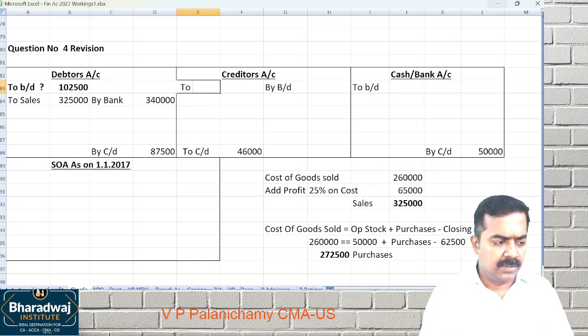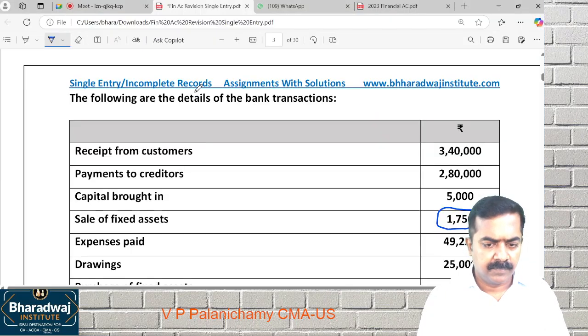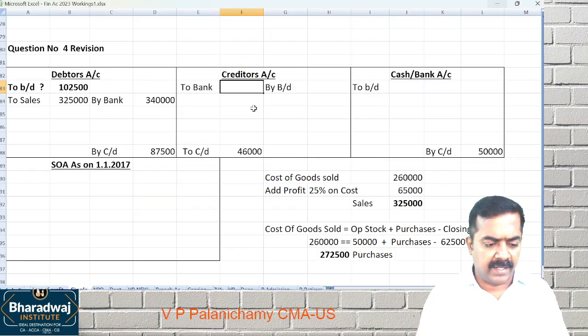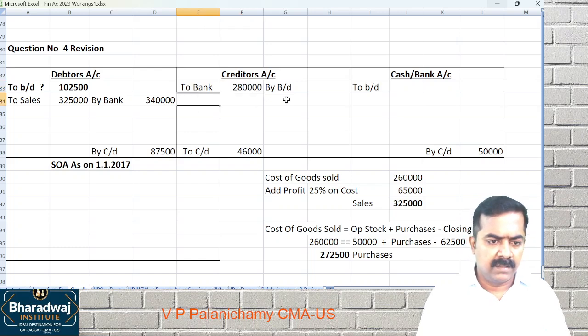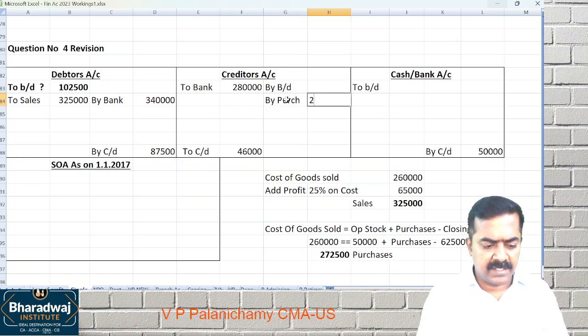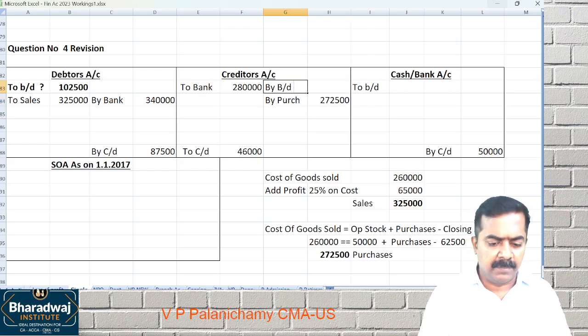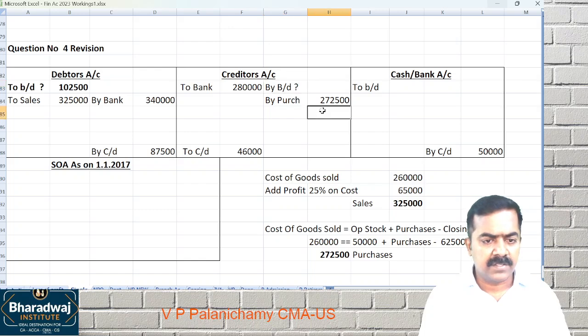Creditors: to what is the purchases? Sorry, to bank. What is the amount paid? Amount paid to creditors, 2,80,000 is paid to the creditors. Then by purchases, we worked out 2,72,500. If we tally this, opening balance we'll get as a balancing figure. What is the opening balance? 7,500.